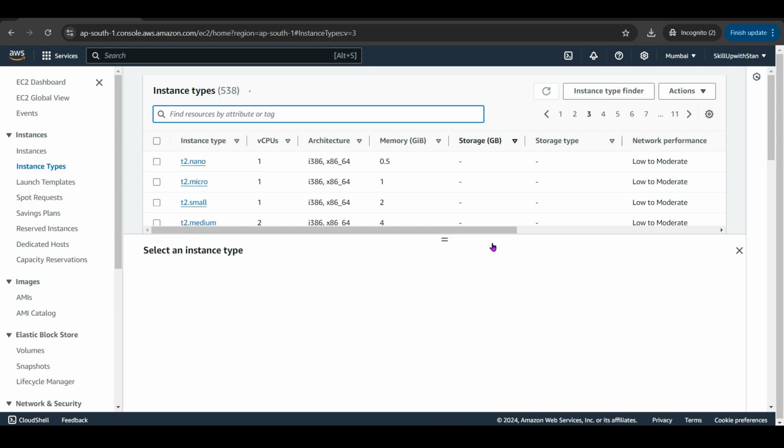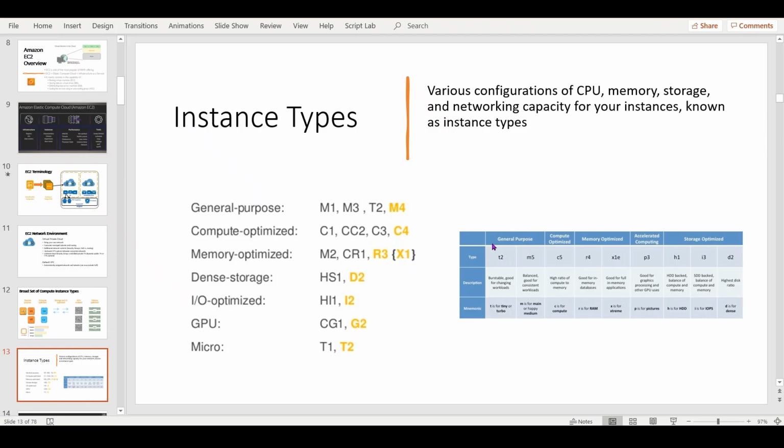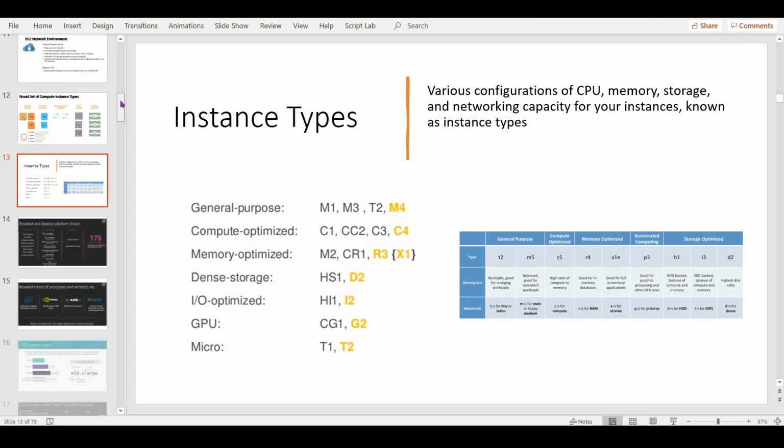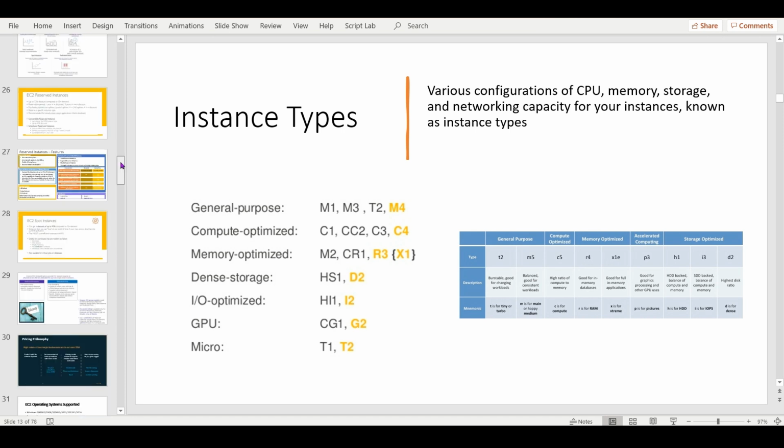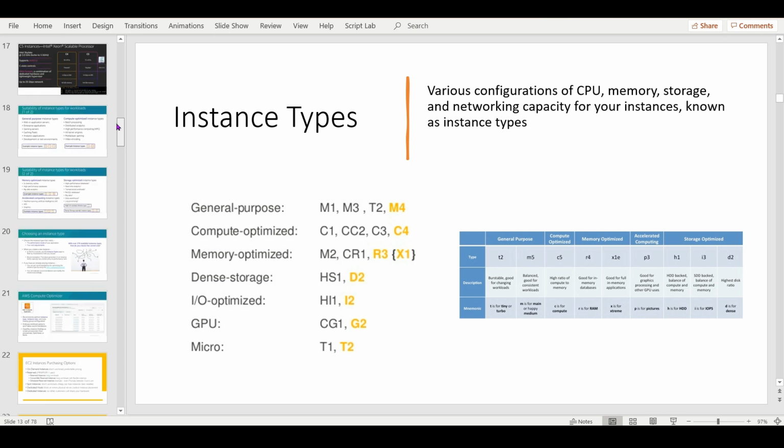So any questions so far on that? So what is dedicated host support? I'll come to that. I have not covered it. Okay. So dedicated host is under the purchasing option. I will explain it today only. Yeah. So any questions on the instance type?